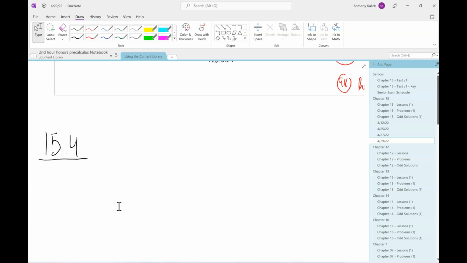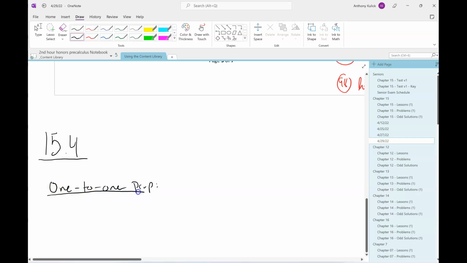So, in section 15.4, we're going to finally get to solving these exponential and logarithmic equations. At this point, we've been dancing around solving exponential equations by graphing. We've graphed things and found the intersection. We're going to actually get into doing this algebraically. The foundational idea is using this one-to-one property.